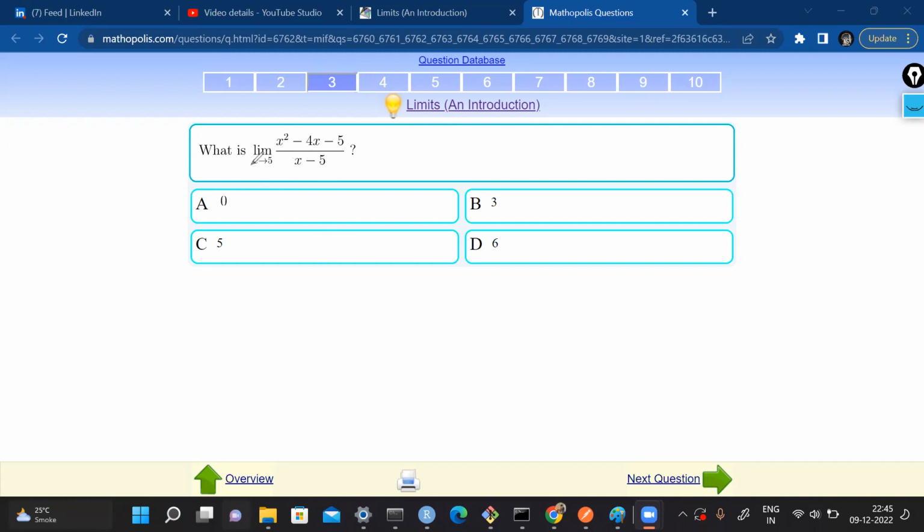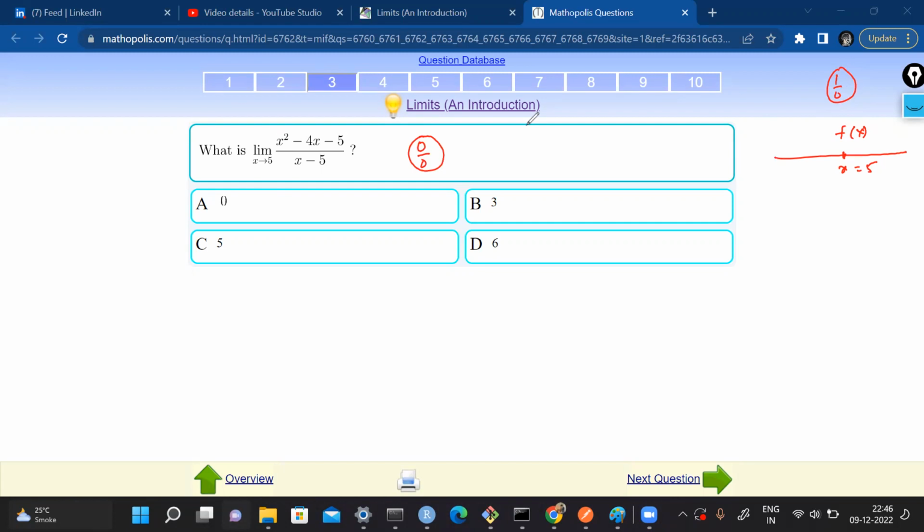If you try to plug x equal to 5 in this equation, you will encounter the 0 by 0 form. That is an indeterminate form. So how to solve this problem? Let me explain with a diagram. At x equal to 5, we have a function f of x. If you try to plug this value in the function, you are getting a 1 by 0 problem. That is an indeterminate form. So how to solve this problem?